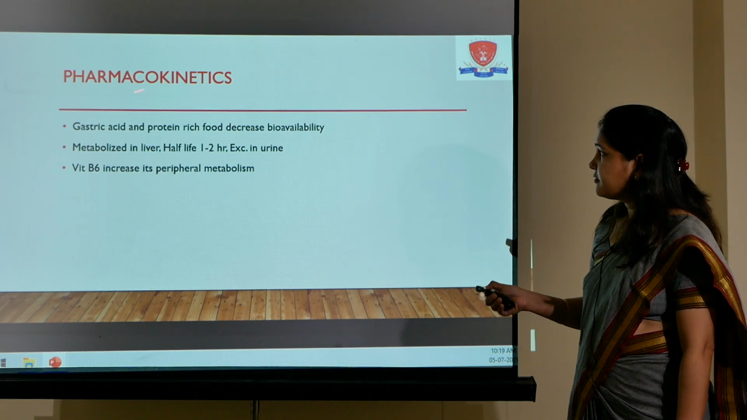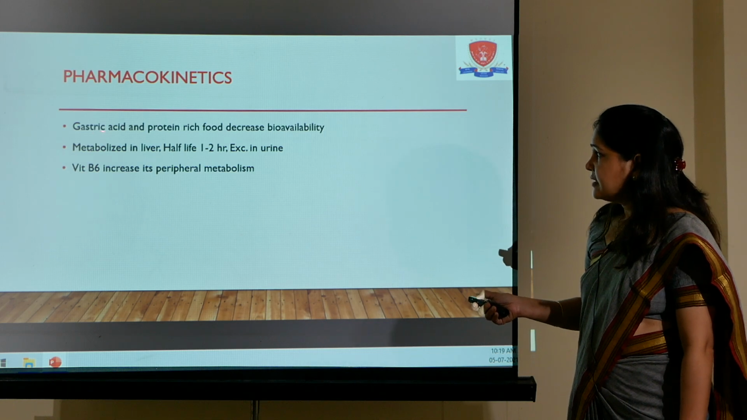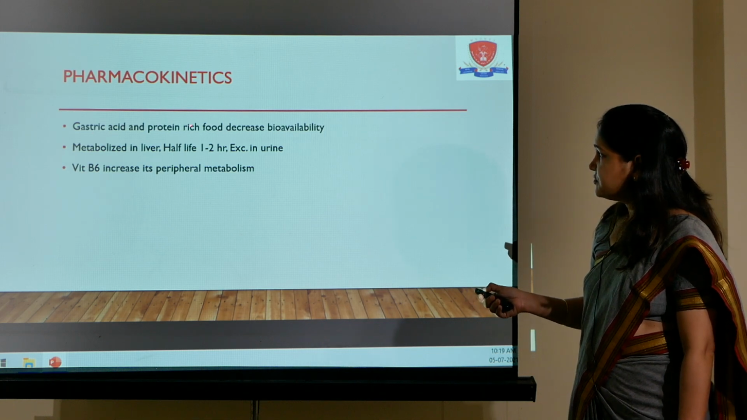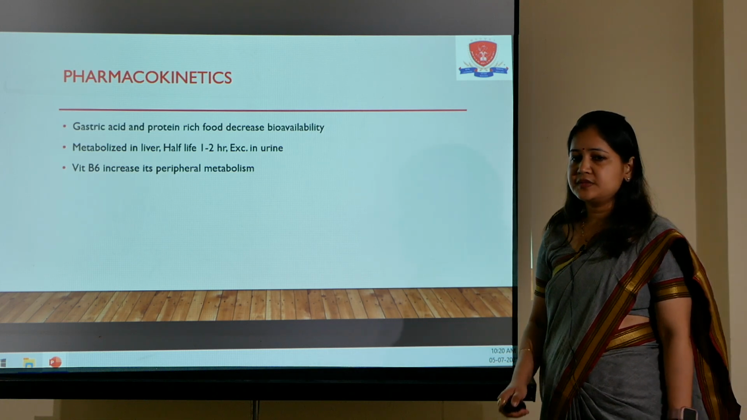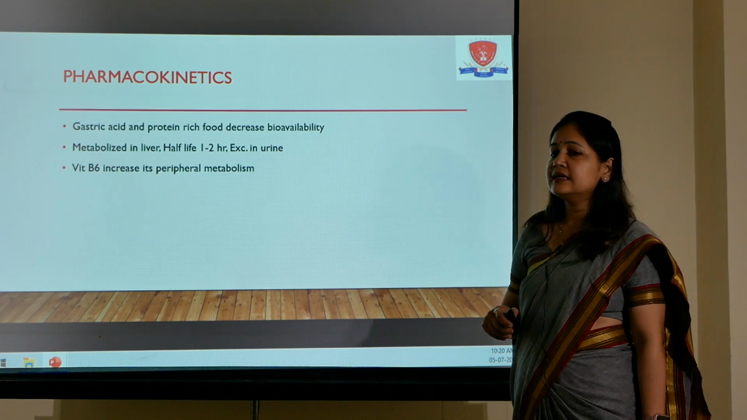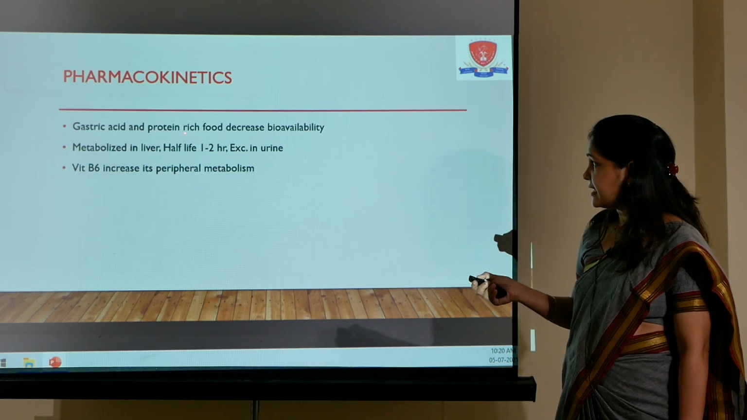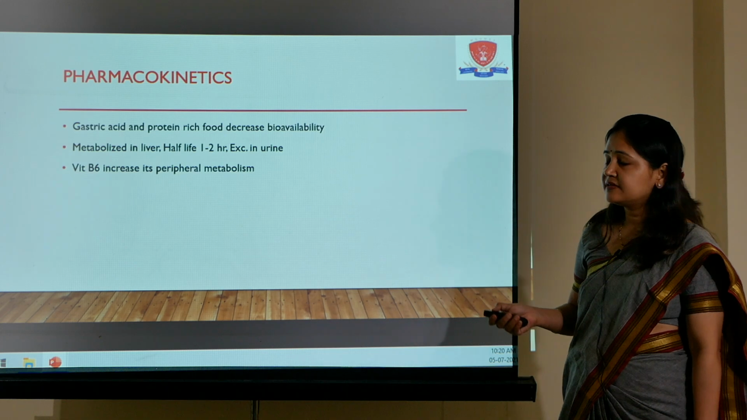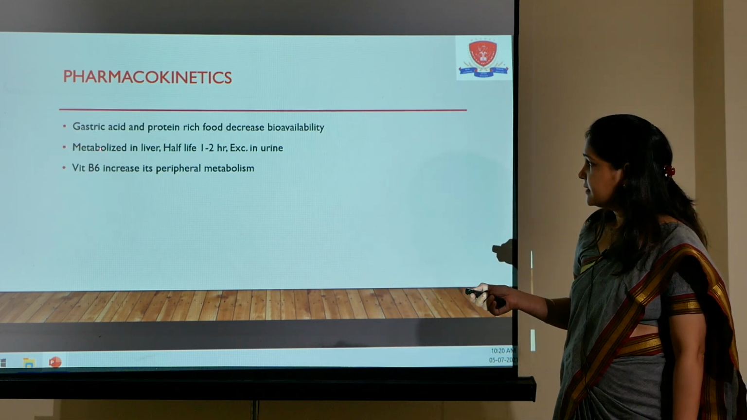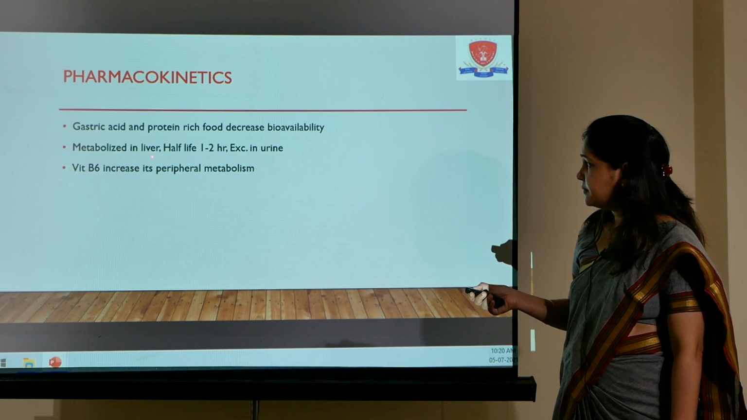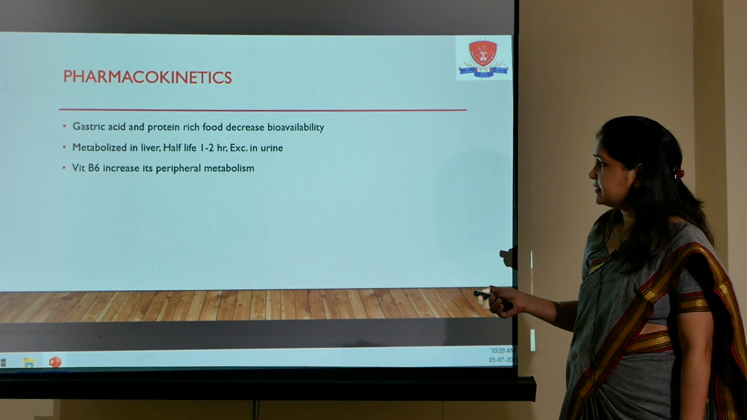Now the most important pharmacokinetic interaction of this group is gastric acid and protein-rich food. It decreases the bioavailability of levodopa. So you need to remember that gastric acid and protein-rich food should be avoided while giving levodopa. It is metabolized in the liver, the half-life is 1 to 2 hours, and it gets excreted in urine.